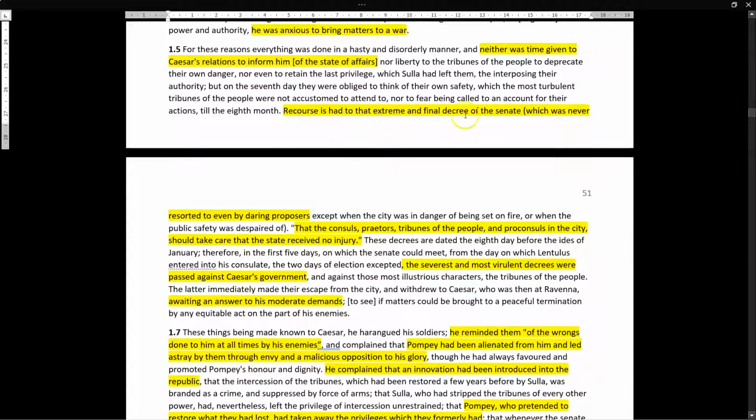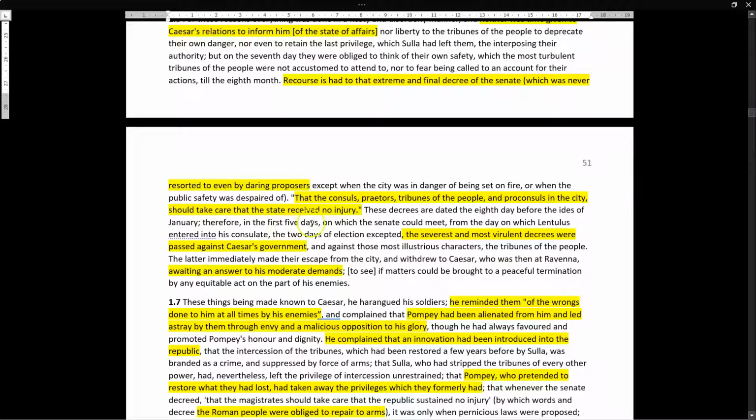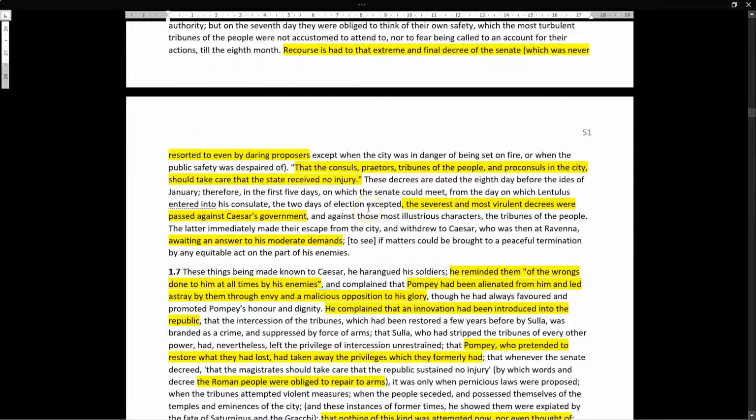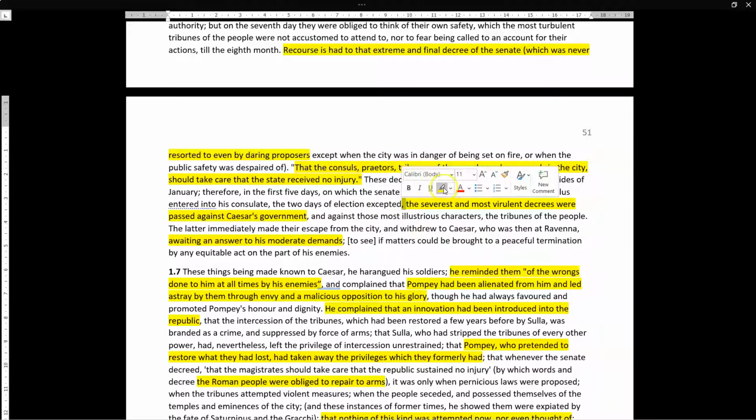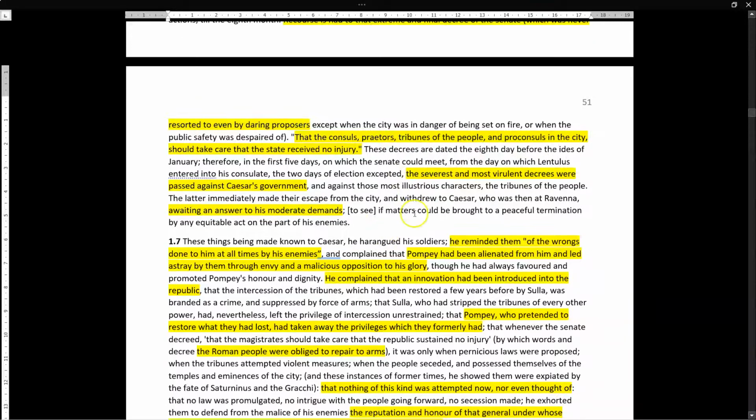had to that extreme and final decree of the Senate, which was never resorted to by even daring proposers, that the consuls, praetors, tribunes, and proconsuls in the city should take care that the state received no injury. So basically, he's saying that they have declared war on him, and it's not my fault. He's done nothing worse than anybody else, and they're saying he's an enemy of the state, and others have done far worse things than he's suggesting. Why are you attacking me?